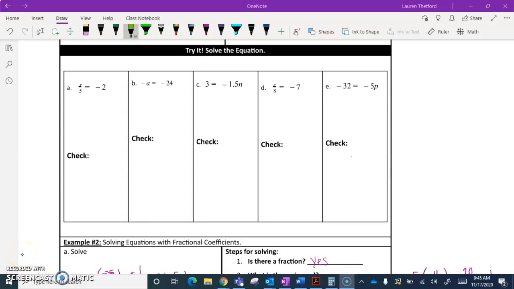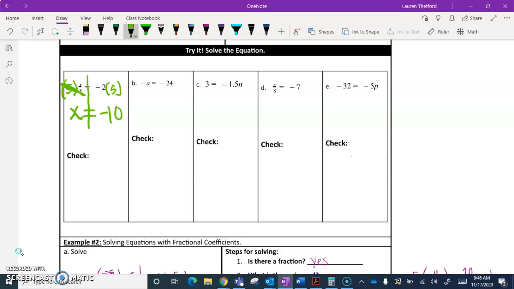Okay, so for A, we are dividing by 5. So the opposite is to multiply by 5. So we draw our line, and we're going to multiply by 5 on both sides. When I multiply by 5, this side cancels my equation, so I just have an x left over, equals negative 2 times 5 is negative 10.